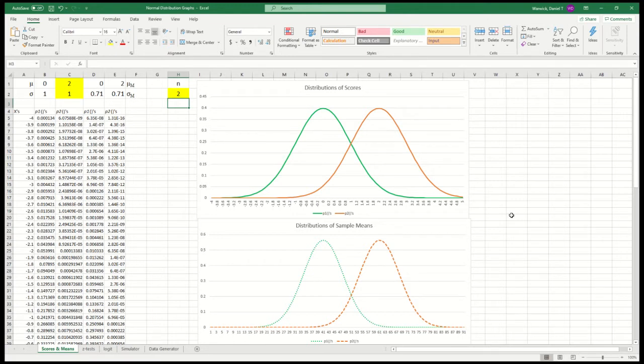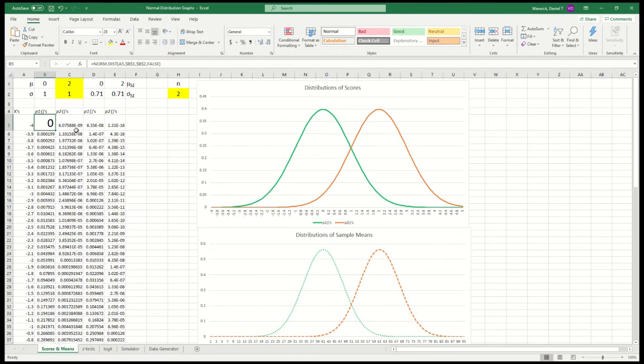What I've got in front of you is a spreadsheet, which I'll post to Blackboard, that shows two distributions of normal frequency scores. So I've used some Microsoft Excel functions. You can sort of see those functions here. They're a little bit hard to read. Let me make that one cell bigger.